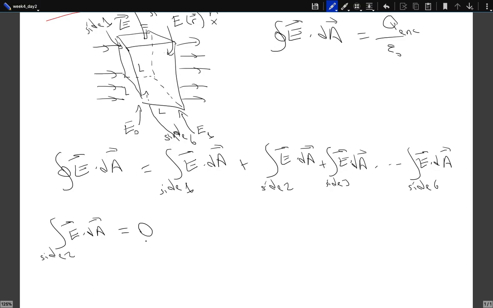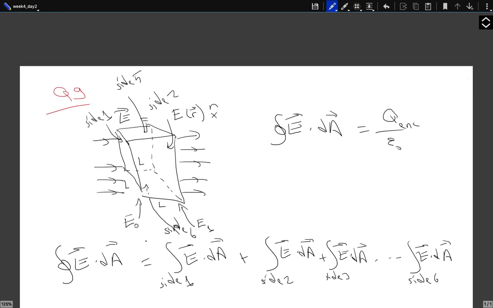What is the area element for, let's say, side 4? You see, this is side 2. Side 4 is on the opposite side. What is the direction of the area element for side 4? You see, this is our cube. This is side 2. This is side 4. What is the direction of the area element? Into the screen. It's always from inside to outside. So this is the dA vector. This is still the E vector. The scalar product is 0.